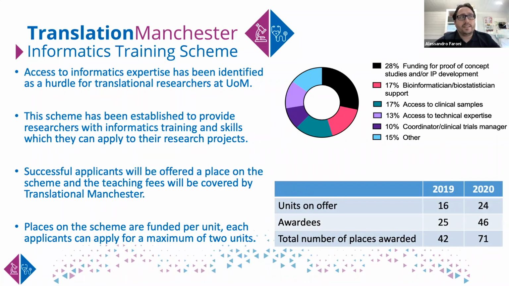And if you look at those numbers to the right, when we started, we were offering a total of 6 units, which increased to 24 last year. And this year we have a few more units actually. So I think it's up to 27 units on offer. And we are also increasing the number of awardees that we get into our scheme. So from 25 people in 2019 to 46 in 2020, and we expect this year to be a similar number of places awarded. And since they can all do up to 2 courses, this is the number of units that we've been funding in the last couple of years.